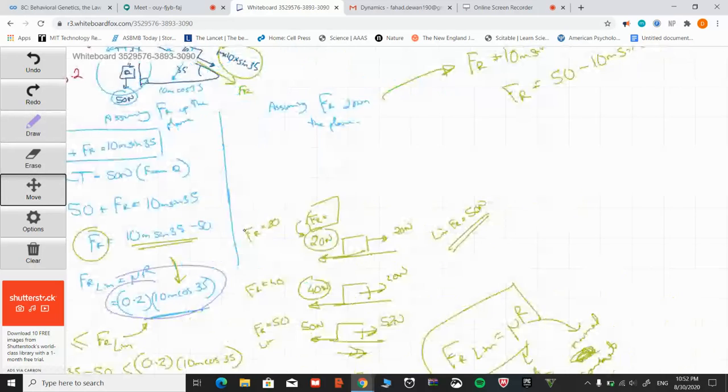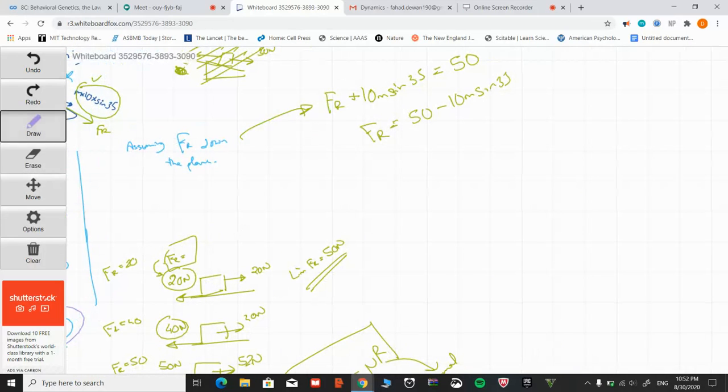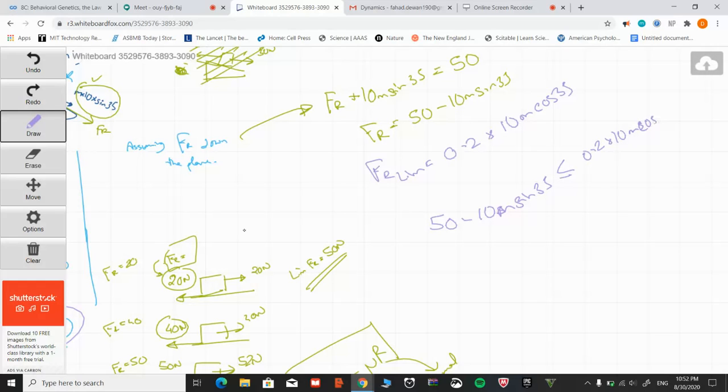So I'm now going to compare again. Limiting friction is going to be mu into R, 10m cos 35. Once again, the inequality: the friction I got is less than or equal to the maximum friction. Again, I hope you understood why less than or equal to, because we don't know whether the maximum friction is being demanded or not, okay?